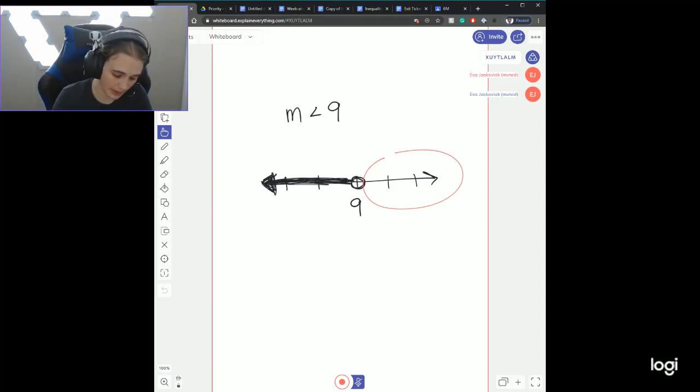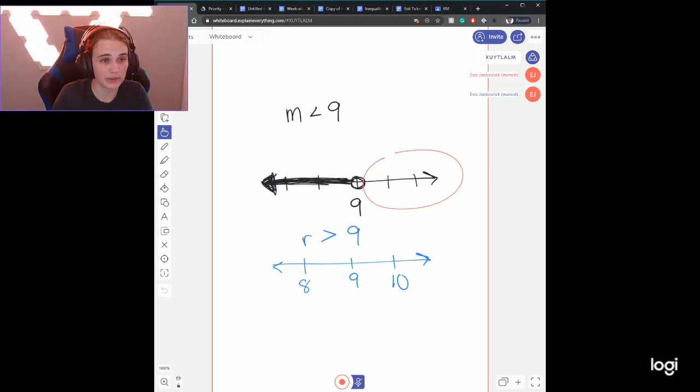If we had the opposite, if we had R is greater than 9, we would do the opposite. You're going to have 8, 9, 10. R needs to be bigger this time. Whatever your variable is needs to be bigger than 9. So we're going to put a circle around the 9. Shade in everything to the left. Nope, not to the left. To the left makes it smaller. To the right. And that shows greater than. Greater than a number, you put an open circle around that number, shade in everything to the right. Less than that number, you put an open circle around that number, shade in everything to the left.